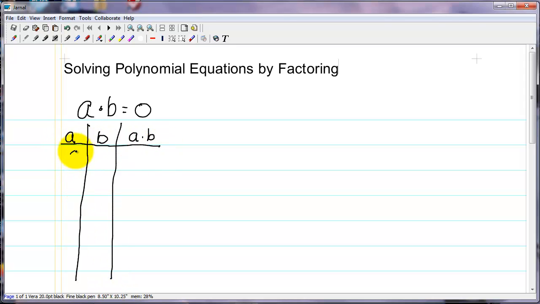Let's explore some values. Let's say a is 2, and we know a times b is 0. What does b have to be? If we substitute in 2 for a, we get 2b equals 0, or b equals 0. So b had to equal 0 in this case. Let's pick a number for b. Let's assume b was -3. We know our product equals 0, so we would get -3a equals 0. So in this case, a has to be 0.